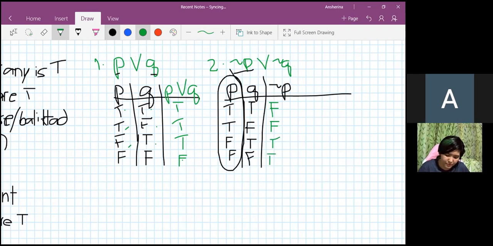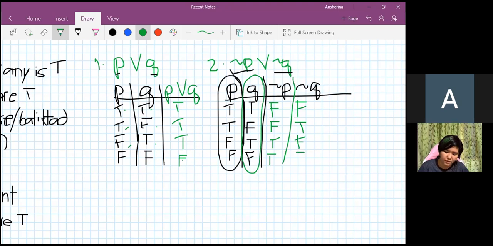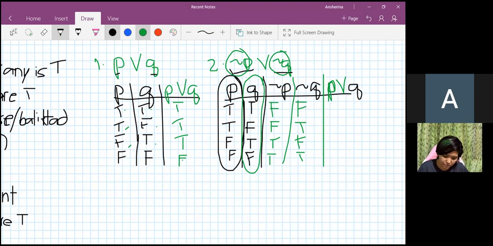Okay? Now, we need the not Q. What we reverse, what we negate, is Q. So, false, true, false, true. Okay? So, now we have not P, we have not Q. Now, we need the or. P or, sorry. And there it is. Okay.